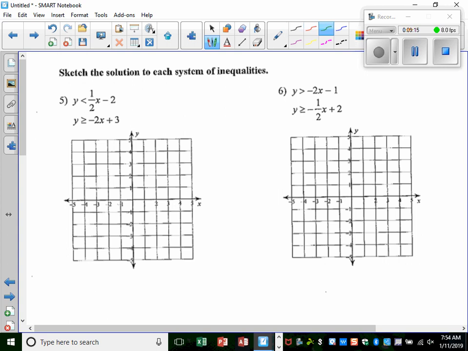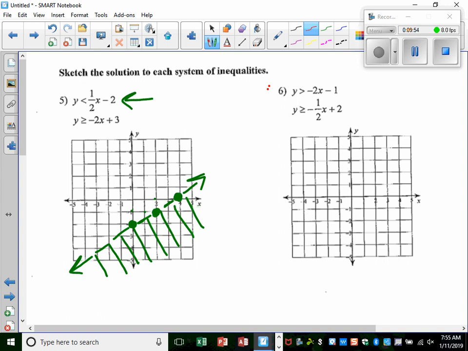Okay, so for the first one, we are going to start at -2, and then I'm going to go up 1 to the right 2, up 1 to the right 2. So I'm graphing this first one right here. And since it just has a less than symbol, I am going to do a dashed line. And it is less than, so we shade below.